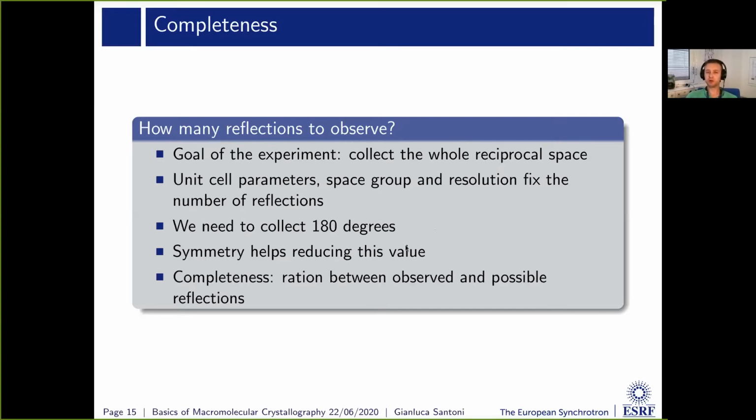And what do I call completeness? Actually, now it should be a bit more clear, it is the ratio between the number of reflections we actually observe in our experiment and the number of all the possible reflections at each fixed resolution.